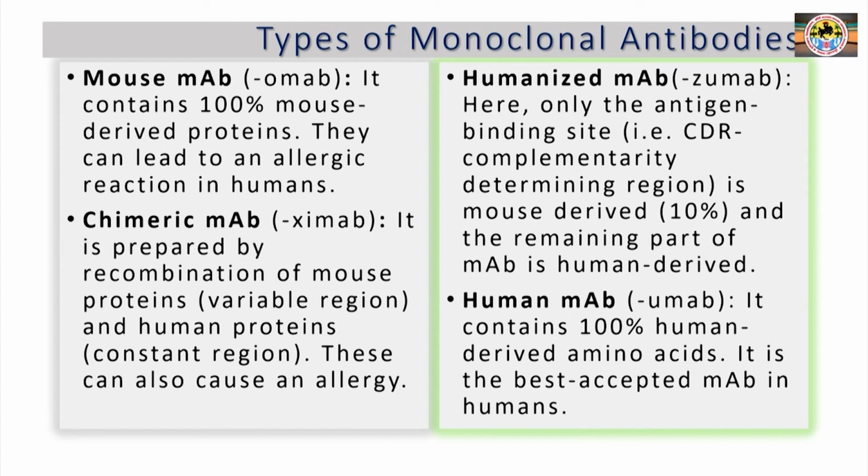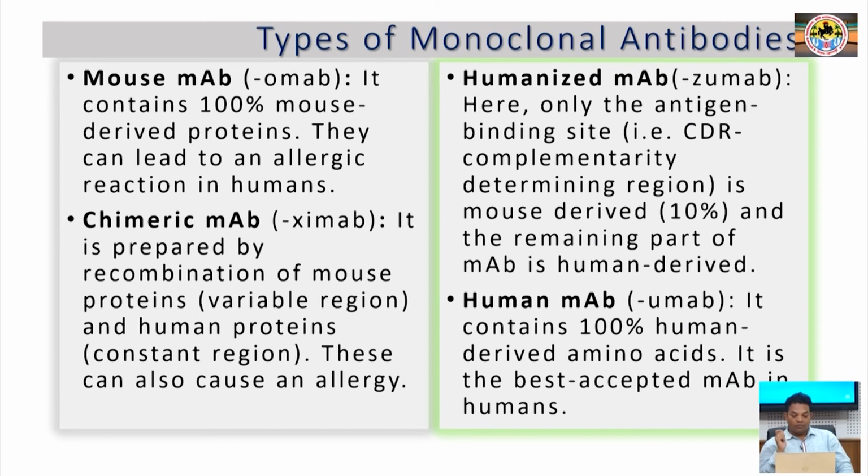Another one is humanized monoclonal antibody. It is represented as "zumab". Here it contains the mouse as well as the human proteins. The ratio of mouse proteins is very less, and the humanized ratio is up to 90% now. So, it is represented by "zumab".